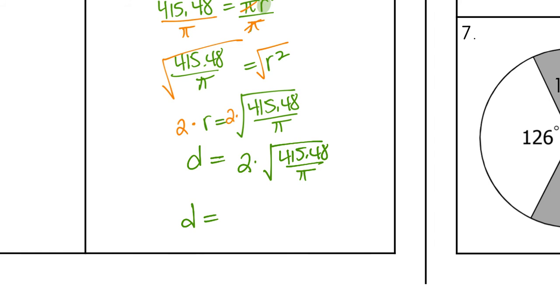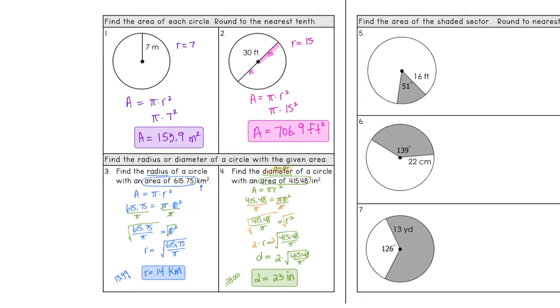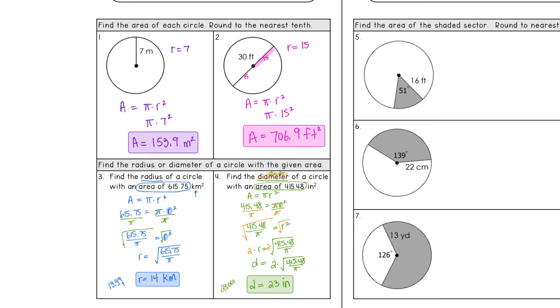We're rounding to the nearest tenth. So this time I get 23.001. So it's just going to be regular 23. And in this problem, they were measuring in inches. Okay, so that's it for this side of the notes. Just finding area of circles and being able to use that same area formula to figure out what radius is.